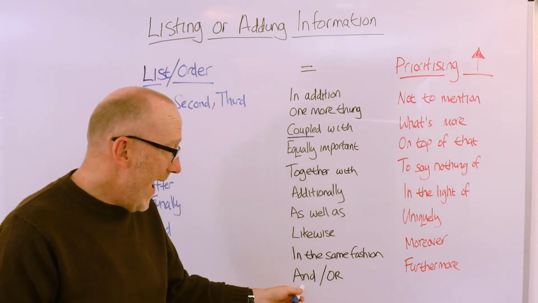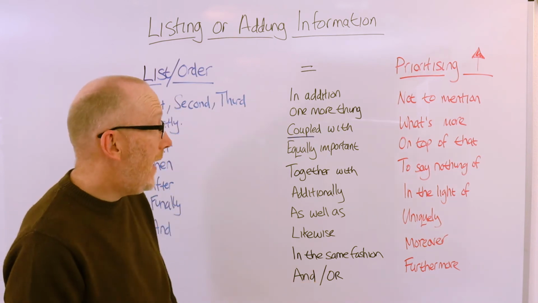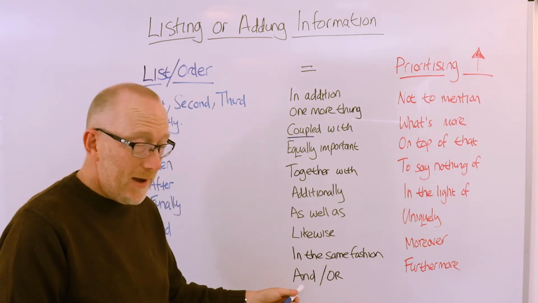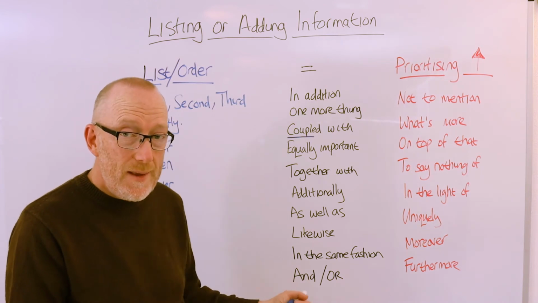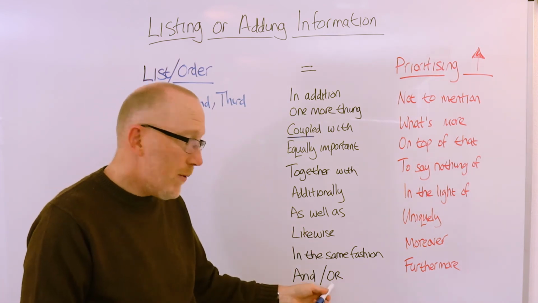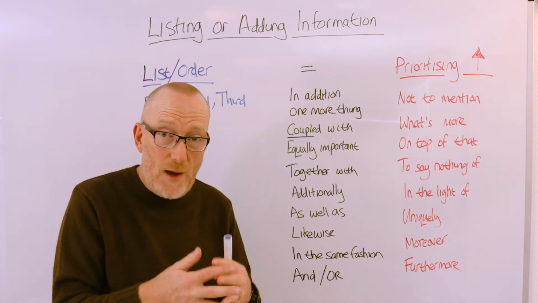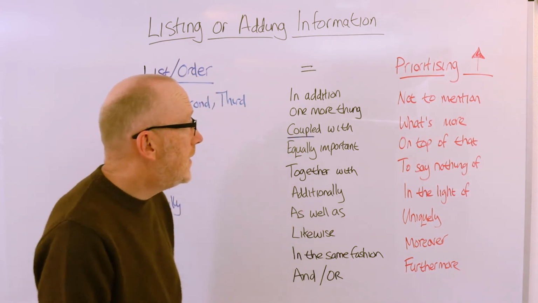You can also use and or in this case as well. So, I know, I like ice cream and chocolate. They are both equal. I would like ice cream or chocolate. They're both equal and I have no preference.